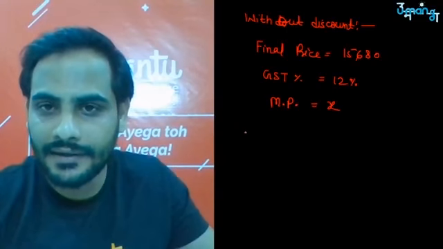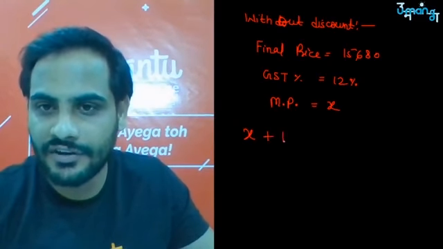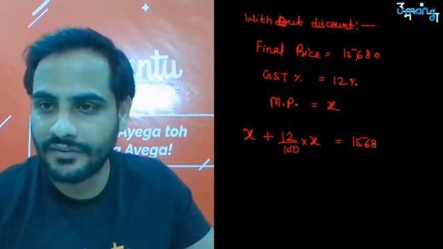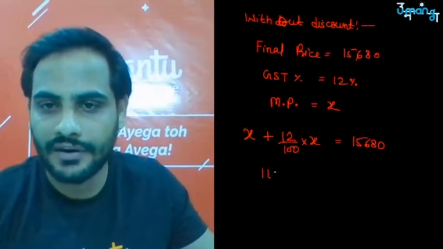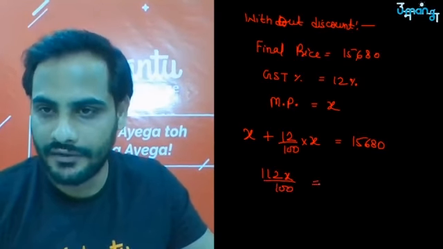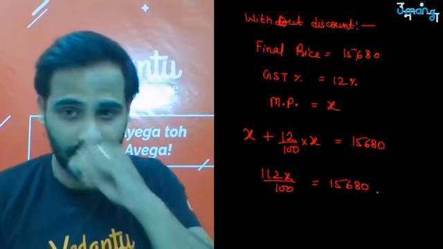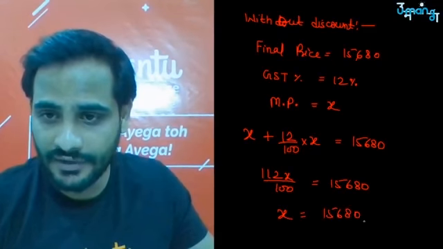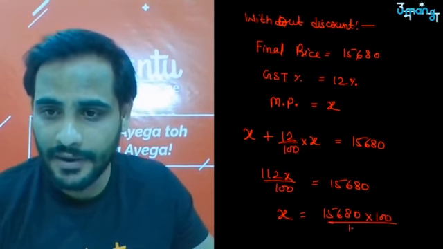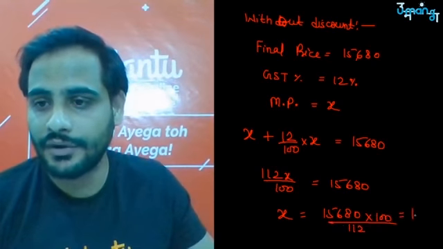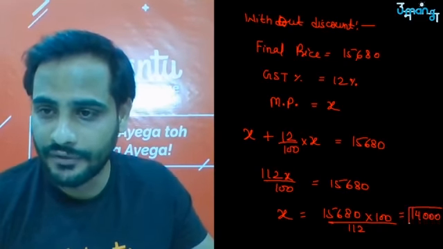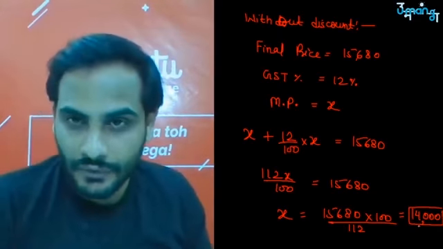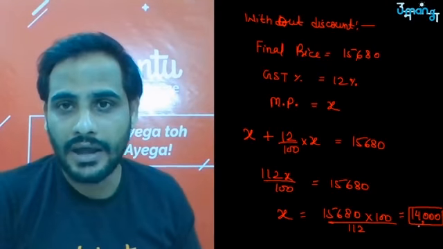Correct? So you will be getting mark price plus GST on it, that is 12 by 100 into X, is equal to 15680. Take LCM here, you can say 112x upon 100 is equal to 15680. So X is equal to 15680 into 100 divided by 112. When you solve it, at the end you will be getting 14,000 as your mark price.